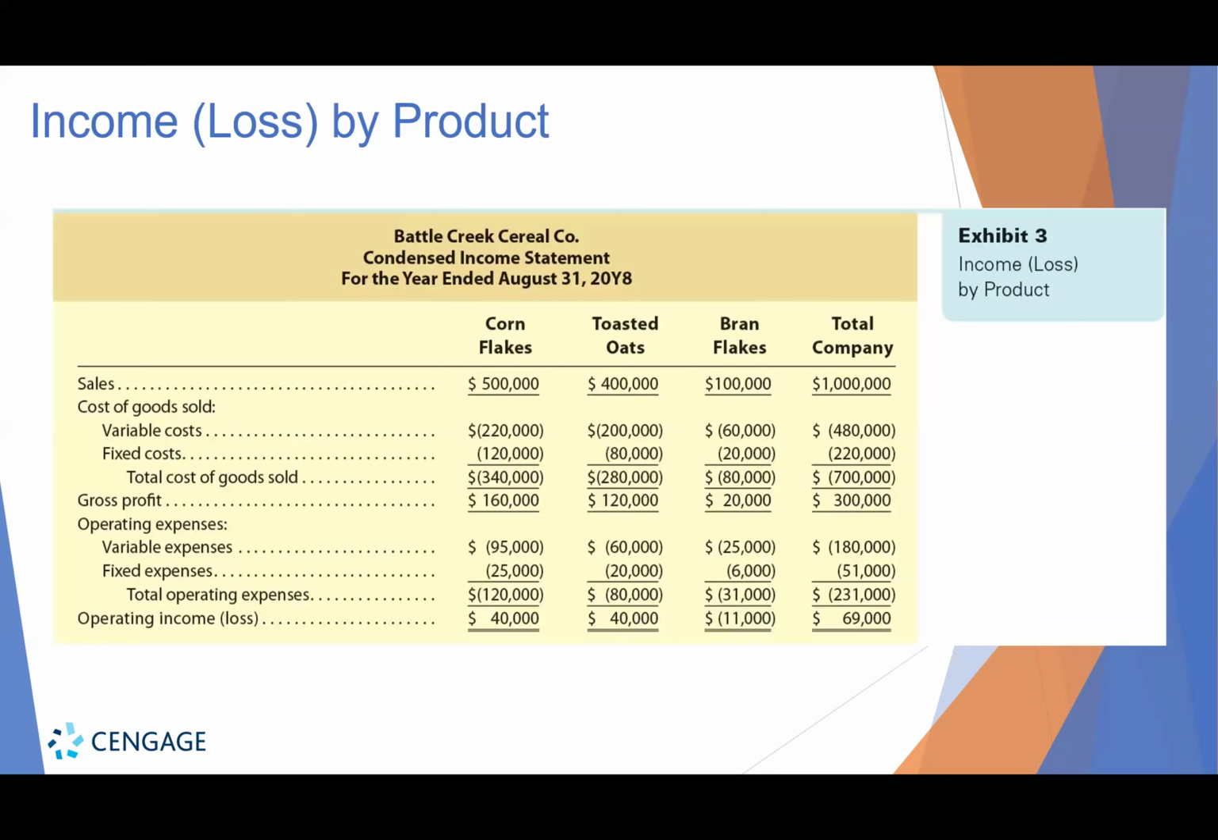So with Battle Creek, we've got corn flakes, we've got toasted oats, and we have bran flakes. So the corn flakes and the toasted oats are profitable, but the bran flakes are losing money. You see, there's a loss here of 11,000. So overall, the company's got profits of 69,000 with the loss of the bran flakes. What would happen if we eliminate?